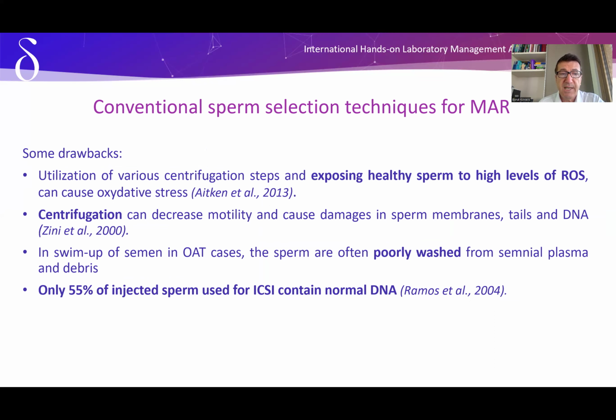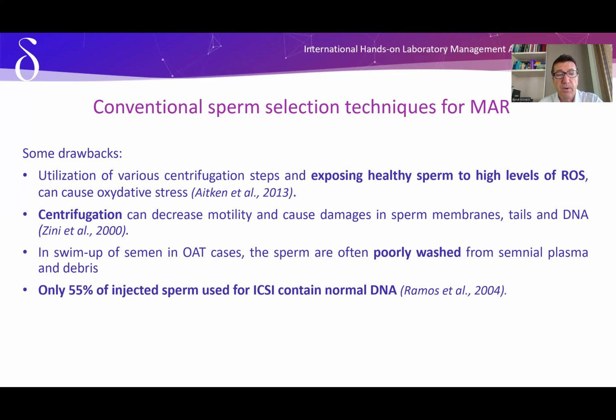The conventional sperm selection techniques also have some drawbacks. Which are these drawbacks? The first one is the utilization of various centrifugation steps and exposing of healthy sperm to the pellet, to debris, to leukocytes, where there is a high level of reactive oxygen species that can cause oxidative stress in sperm cells. The centrifugation itself can decrease the motility and can cause damage in sperm membranes, particularly in sperm tails, and also can cause DNA damage.